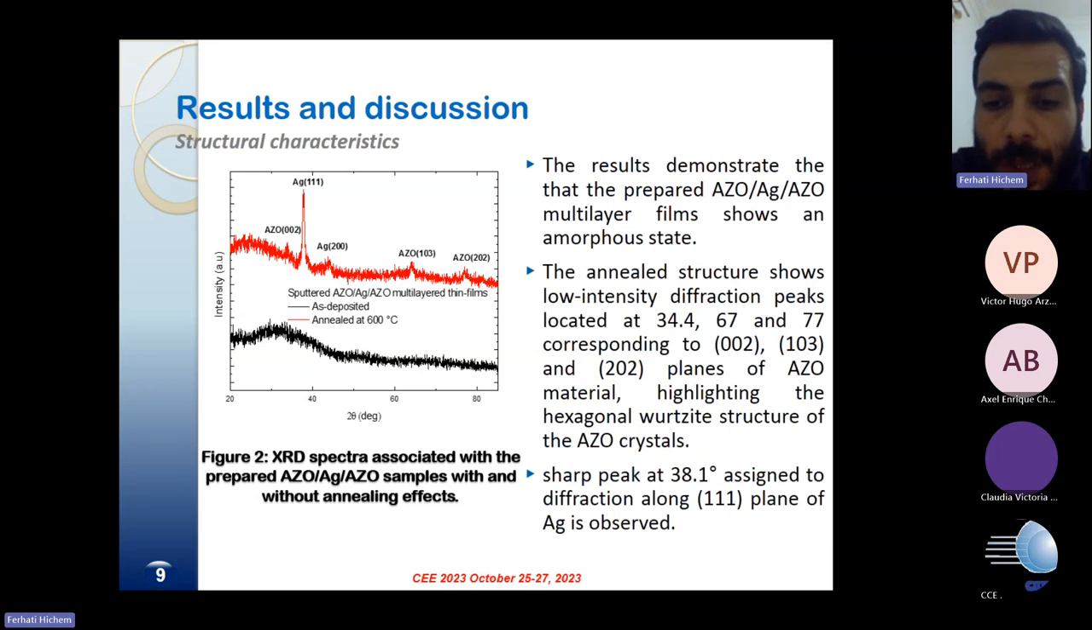Of the aluminium zinc oxide crystal. Besides, a sharp peak of Ag film is observed.